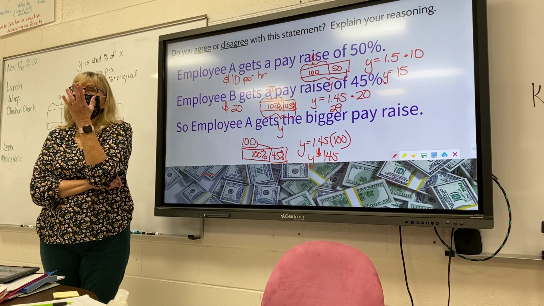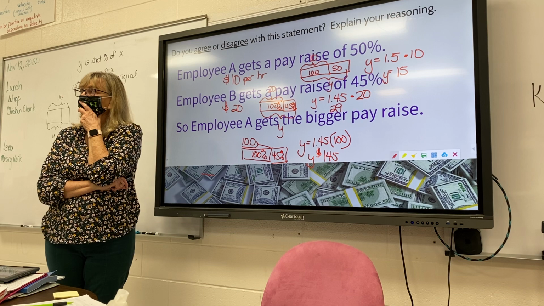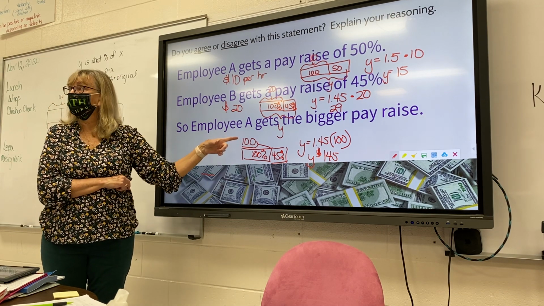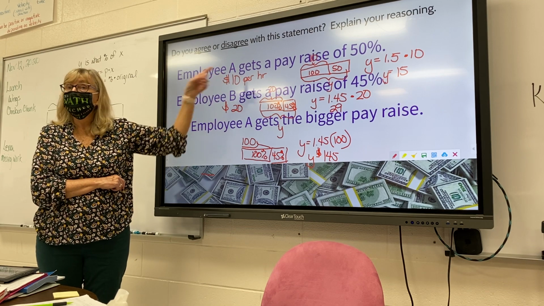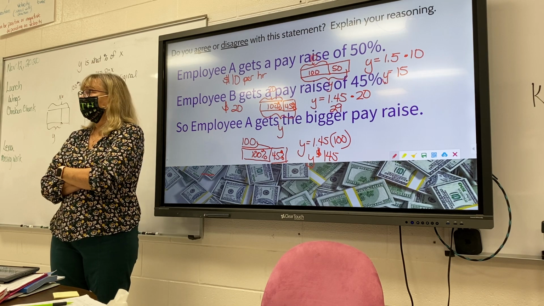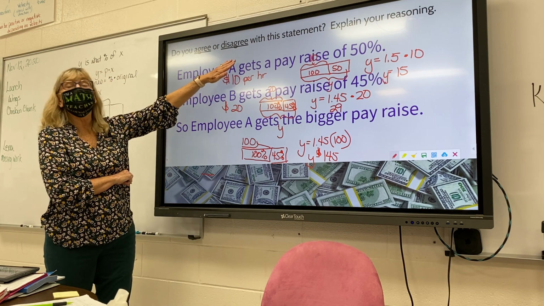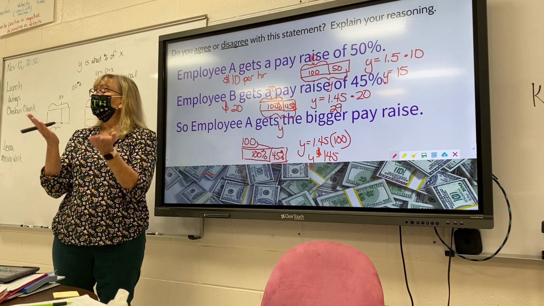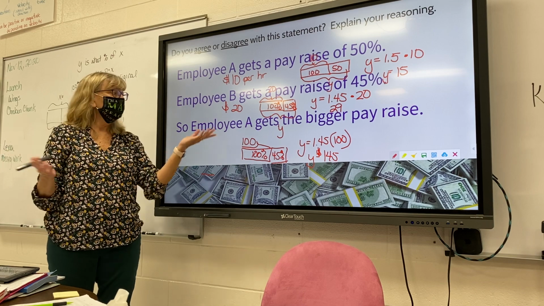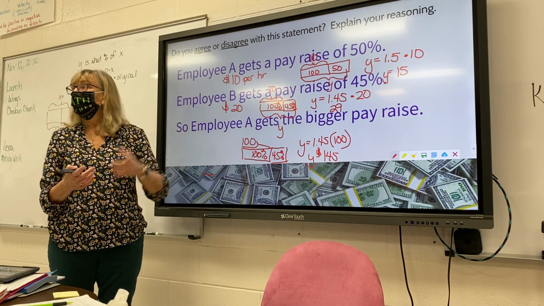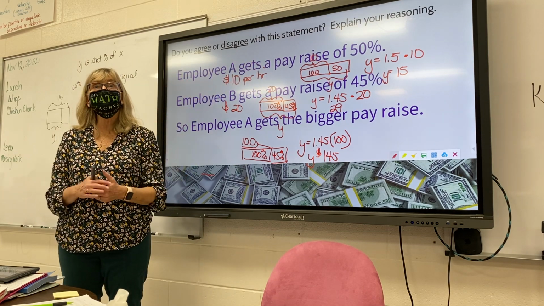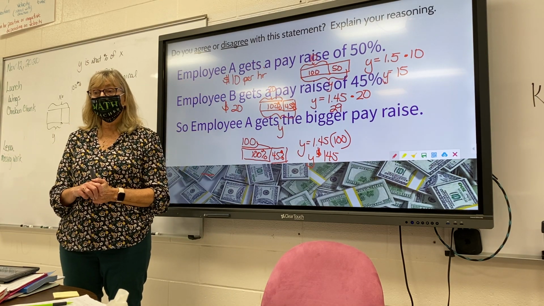How much was the other employee's raise? $15. So what was different? Was his original extremely higher than the other original? The percentage is always based off of the original. So this would be true if their original was close to each other. But if their original is farther apart, if he makes significantly more, when we take a percentage of that, he's going to end up with more in his raise than the other. Okay? Does that make sense?